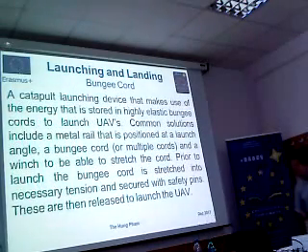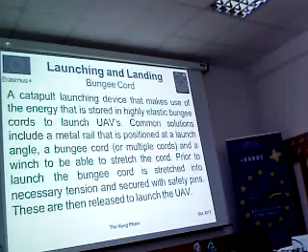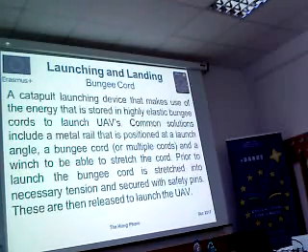So for this one we need a metal runway that is pushed at a launch angle, a bungee cord or multiple bungee cords, and a winch to be able to stretch the cord. So prior to launch, the bungee cord is stretched to the necessary tension and secured with safety pins. These are then released to launch the UAV.